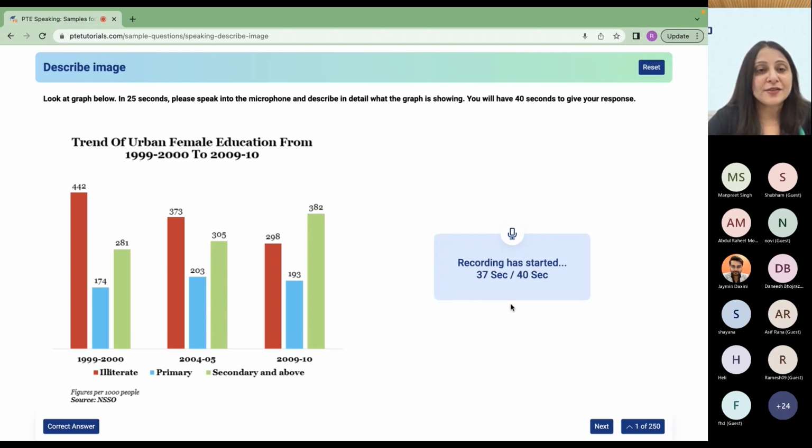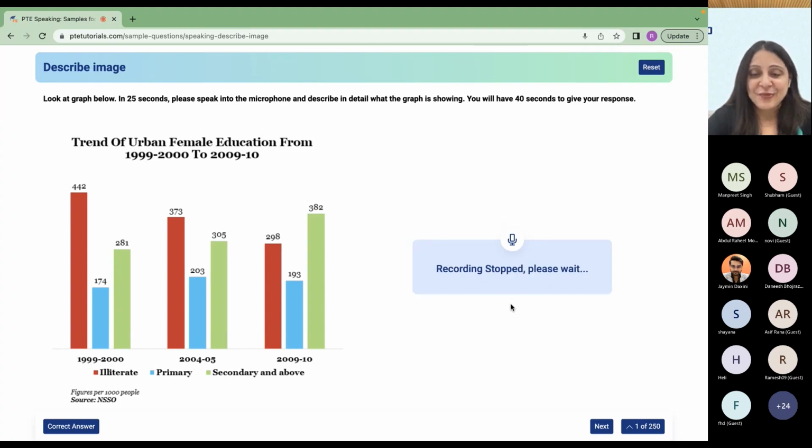Now I can see trends of urban female education from 1999 to 2000 to 2009 and 10 is given. I can see certain numbers on the screen: 442, 174, 281, 373, 203, 305, 298, 193, 382. I can see certain different colors. There is red color, blue color, and green color. Then there are number of bars. Let me just count the number of bars on the screen: 1, 2, 3, 4, 5, 6, 7, 8, 9. I can see 1999 to 2000, 2004 to 2005, 2009 to 2010. Overall, it is a very beautiful picture.